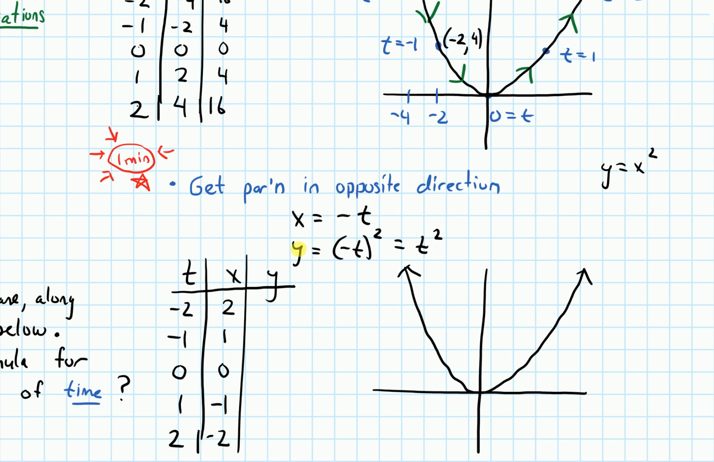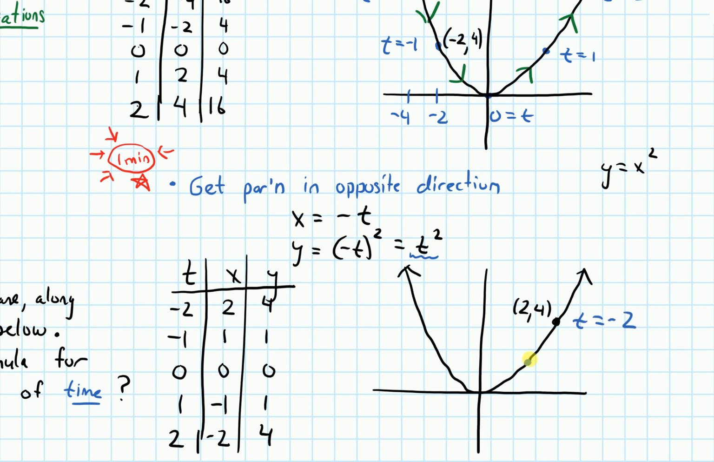Right, and then to get the y-coordinate, we square the x-coordinate. We also squared t, because we see that y equals t squared. So doing that, we'll get 4, 1, 0, 1, and 4. Okay, so when t equals -2, we're at the point 2, 4. 2, 4 would be here-ish. 2, 4. So we are now on the opposite side of the parabola, which is good. That bodes well for traveling in the opposite direction.